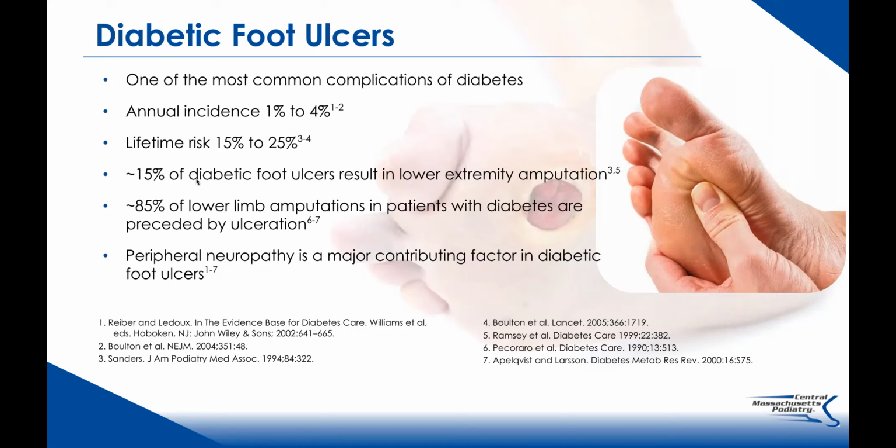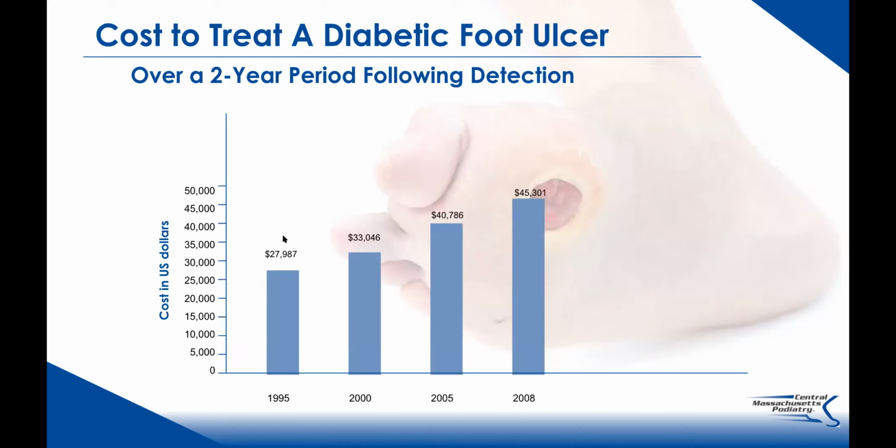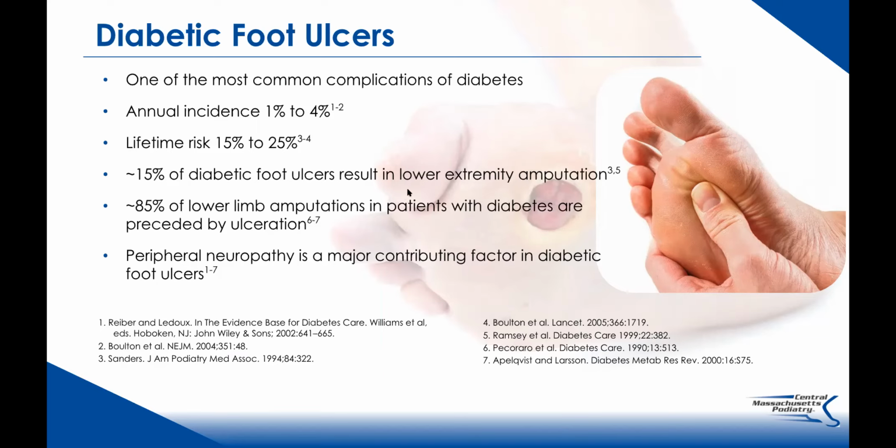Now, this is the key that you have to be aware of. 15% of diabetic foot ulcers result in lower extremity amputation. So of those that get ulcers, 15% lead to an amputation. That's what we want to avoid. Now, this is even more shocking. 85% of amputations in people with diabetes are preceded by ulcers. So basically all amputations are started by an ulcer, okay? But only 15% go on to it. So that's why we want to avoid an ulcer at all costs.